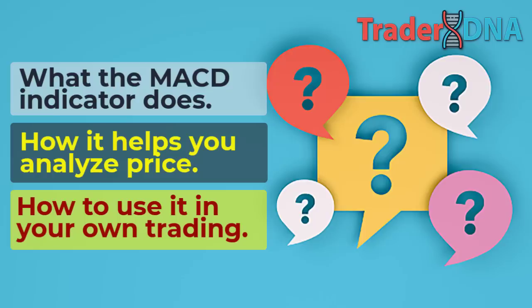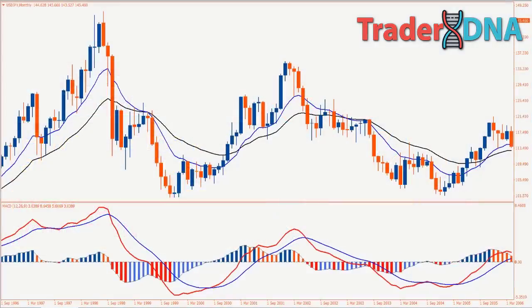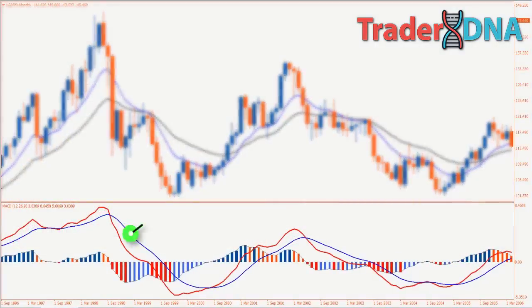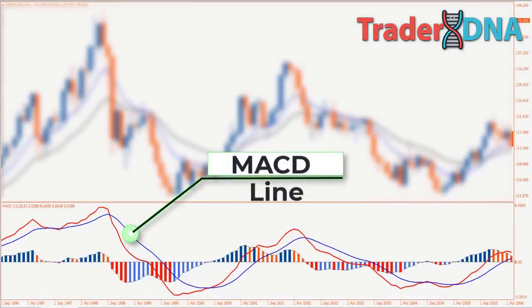First, let's take a look at the individual components of the MACD indicator. MACD line. The MACD line is the heart of the indicator, and by default it's the difference between the 12-period EMA and the 26-period EMA. This means that the MACD line is basically a complete moving average crossover system by itself.